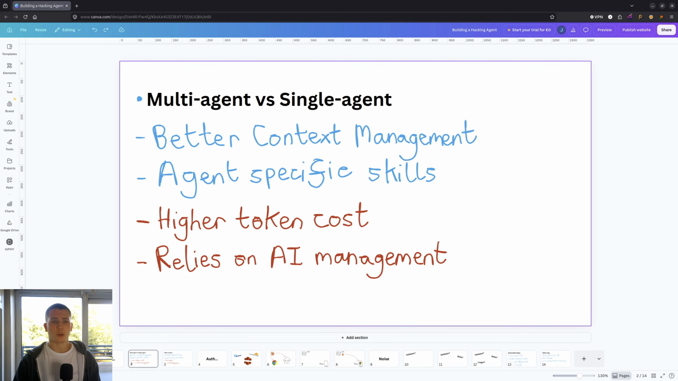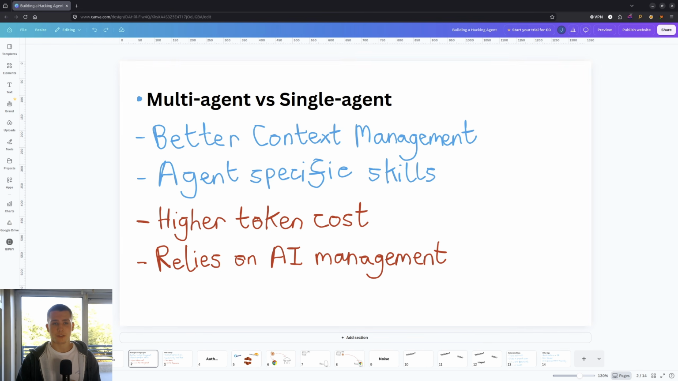And I decided to go with the multi-agent architecture, mostly because the way I built my tool was around hacking specific vulnerability types. I thought it was better to build a hacking agent that was able to niche down into specific vulnerability types, which is what I decided to go with.